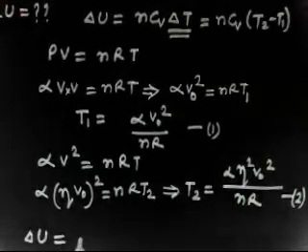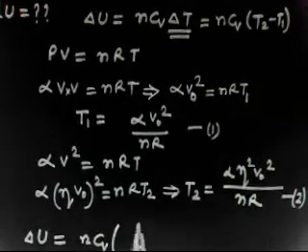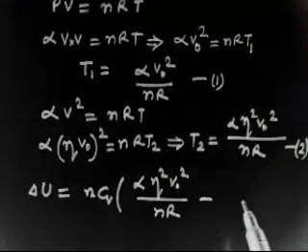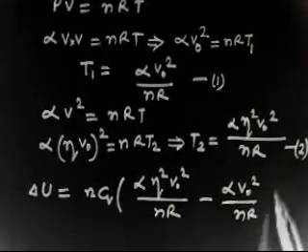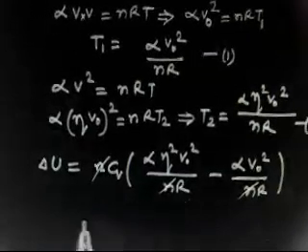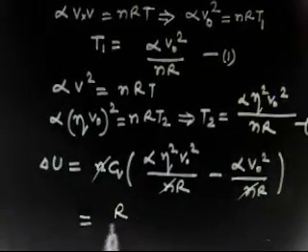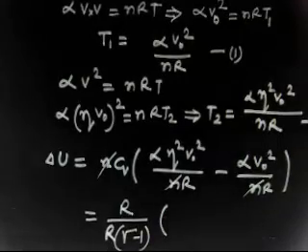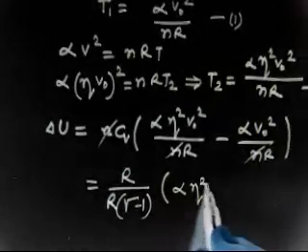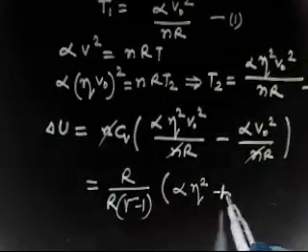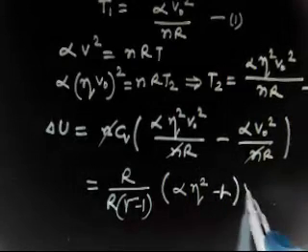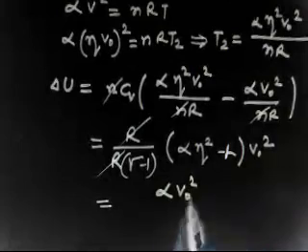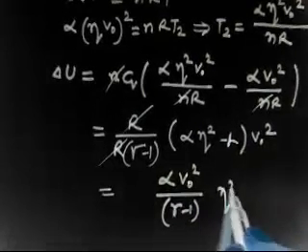So dU is n Cv dT, T2 minus T1. T2 is alpha eta square V naught square by nR, minus T1, which is alpha V naught square by nR. So n goes out, throughout we have n. And Cv, if you remember, is written as R by gamma minus 1. So R by gamma minus 1 into, and R also goes out, so let us take R common. We will have alpha eta square minus alpha, with V naught square common. I can take alpha also common, so R goes. So we will have alpha V naught square by gamma minus 1, into eta square minus 1.